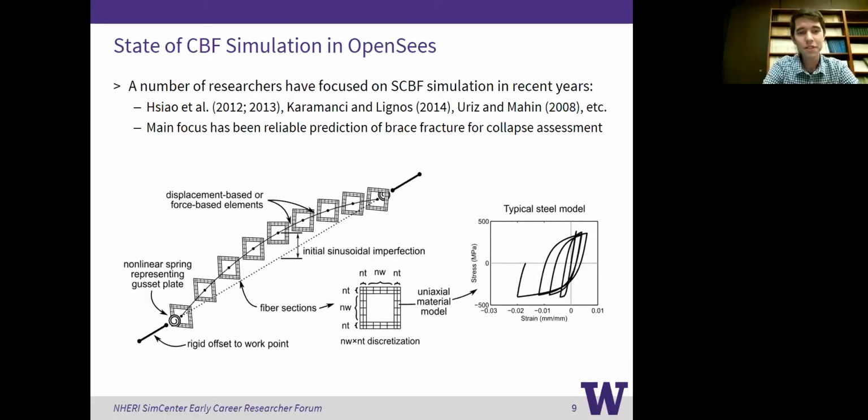So OpenSees concentrically braced frame simulation, particularly special concentrically braced frame simulation, is pretty well mature in OpenSees. There's a number of researchers that have really focused on modeling SCBFs in the past. There's work from Po-Chen Hsiao, from Karamanci and Lignos, and Pachiuris and Steve Mahin that was done in the past 10 years or so. And the main focus of a lot of that work has been to provide a reliable prediction measure of brace fracture for the purposes of collapse assessment.